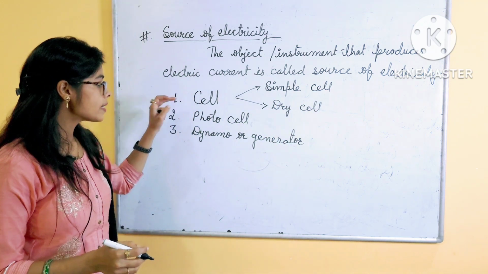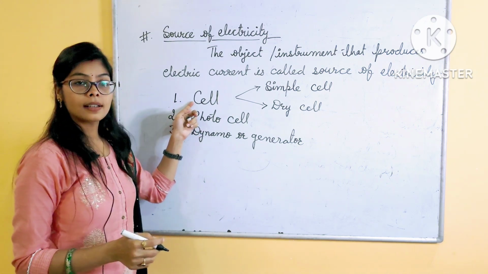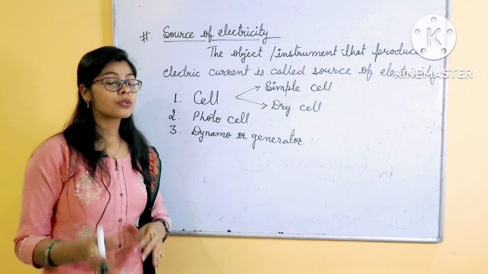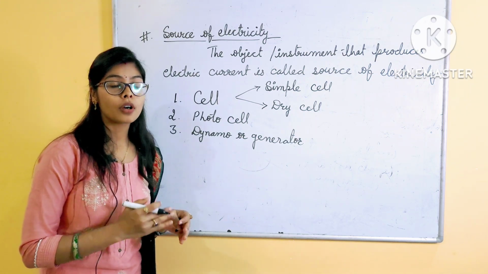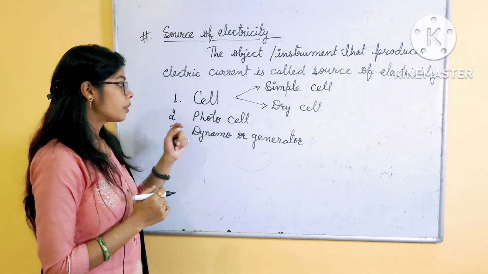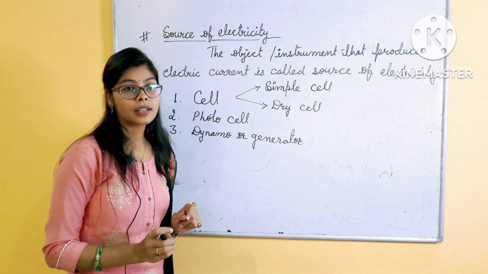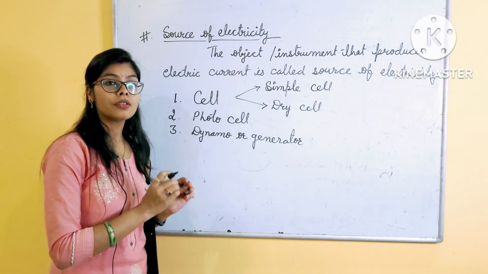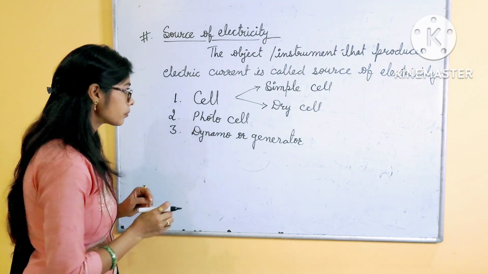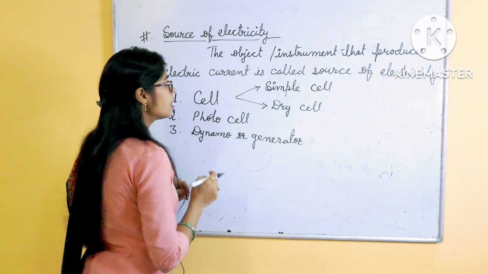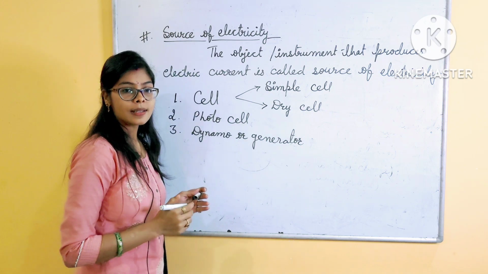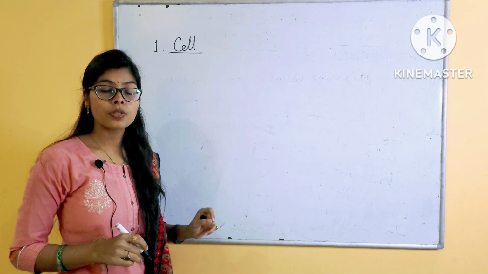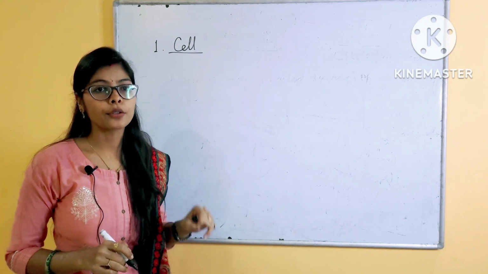There is a difference between cell and photocell. This cell uses chemical energy and converts that chemical energy into electrical energy by the flowing of electrons in them. Whereas photocell is a kind of cell which traps solar energy and converts that energy into electrical energy. So first we will consider cell, and the first type of cell is simple cell. As we have discussed, a cell is a device which uses chemical energy and converts that into electrical energy.